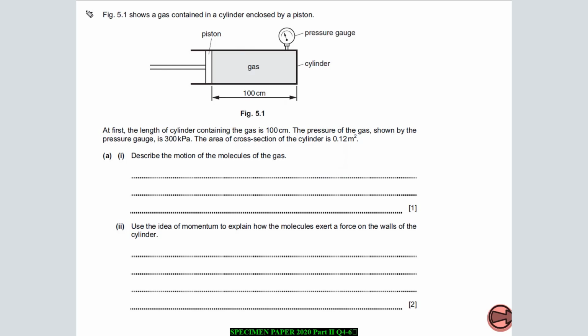Question number 5, you can see here we have a piston. So this is the piston and here is the cylinder. Also this length is given. This is 100 centimeters. And a pressure gauge is also installed on this cylinder. Now what we need to answer? We need to describe the motion of the molecules of the gas. The value of P is given to us and the cross-sectional area is also given. So how can we answer part A now.